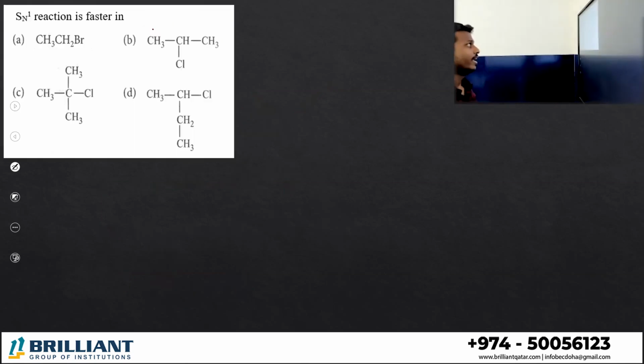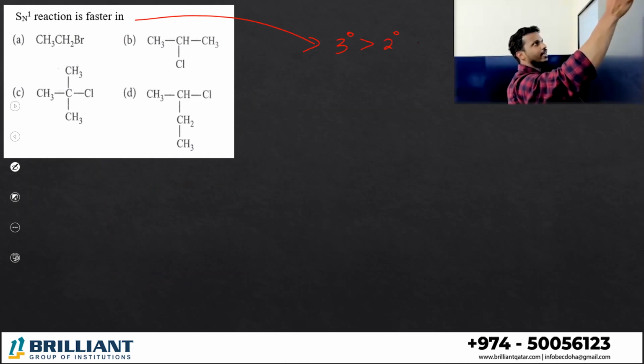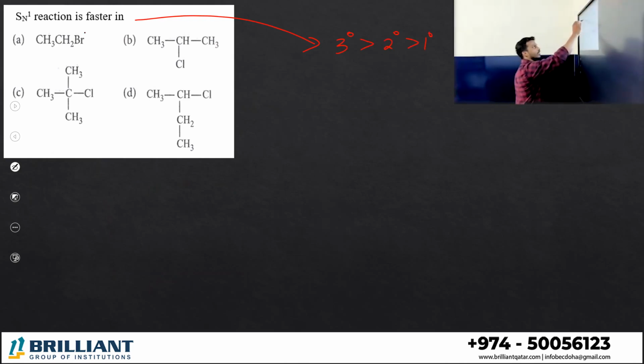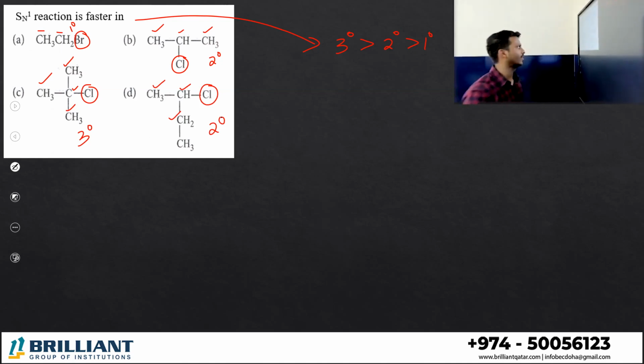Okay. Next one. SN1 reaction is faster in which? What is the reactivity order of SN1? Tertiary greater than secondary greater than primary. In the first question, the bromine-connected carbon is connected to only one carbon, primary. Chlorine-connected carbon directly connected to 2 carbons, secondary. Chlorine-connected carbon directly connected to 3 carbons, tertiary. Chlorine-connected carbon directly connected to 2 carbons, secondary. Who will undergo the reaction faster? Tertiary. Option C is the correct answer. You can even check the stability of the carbocation. Tertiary will be the most stable.